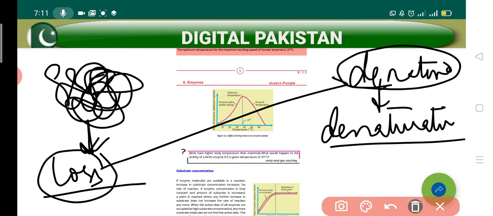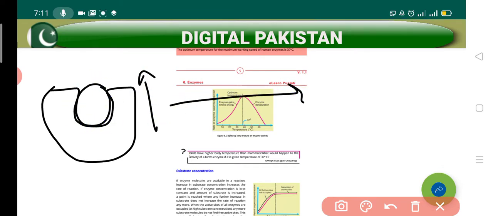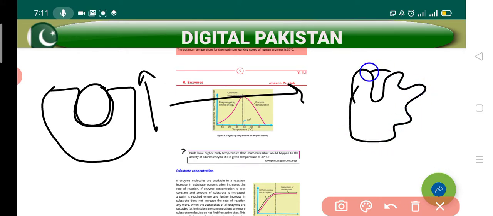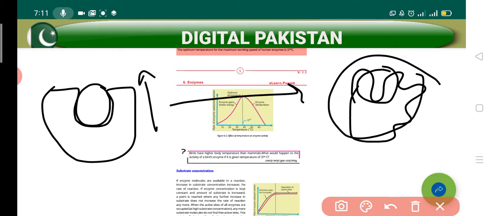Now listen to me very carefully. Let's suppose this is the enzyme and this is the active site of the enzyme. Due to the high heat, denaturation occurs and the enzyme structure is destroyed. Now what will happen? There is no more active site present in the enzyme which is going to work properly. So now this enzyme is basically blocked. It is no more able to perform the proper function.